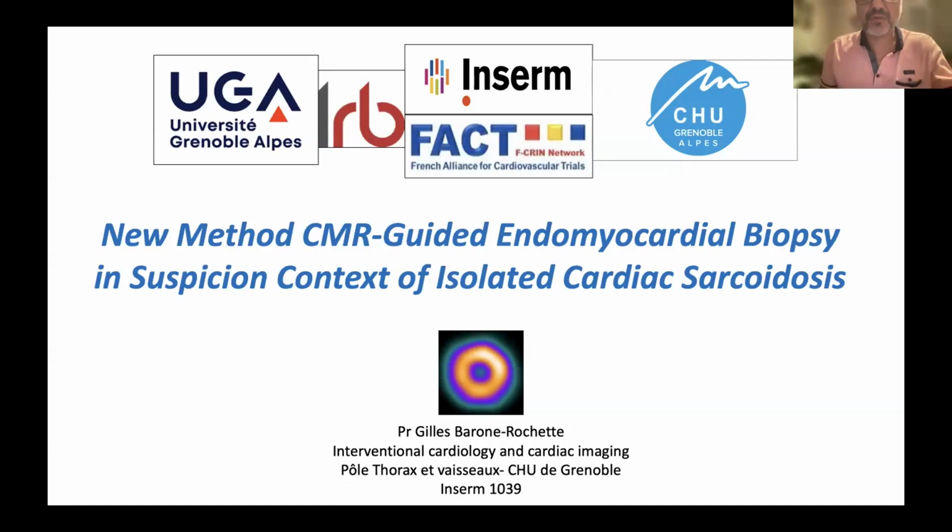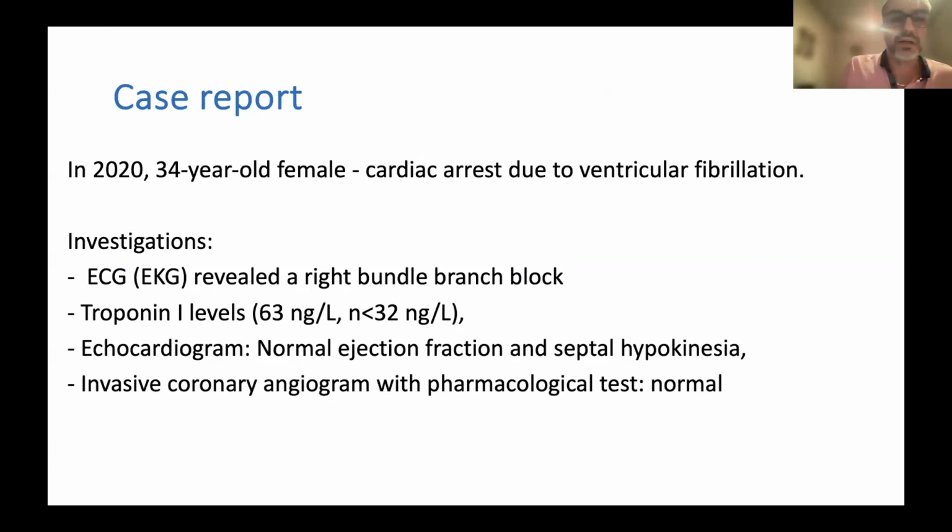Thank you very much. It's a great pleasure today to talk about the new method of CMR-guided endomyocardial biopsy in suspicion of cardiac or isolated cardiac sarcoidosis. So the case is a young girl in 2020 who presented with cardiac arrest due to ventricular fibrillation. Initial investigation showed ECG revealed right bundle branch block and elevated troponin. Echocardiogram was normal, with just a septal hypokinesia, and invasive coronary angiogram with pharmacological test was normal.